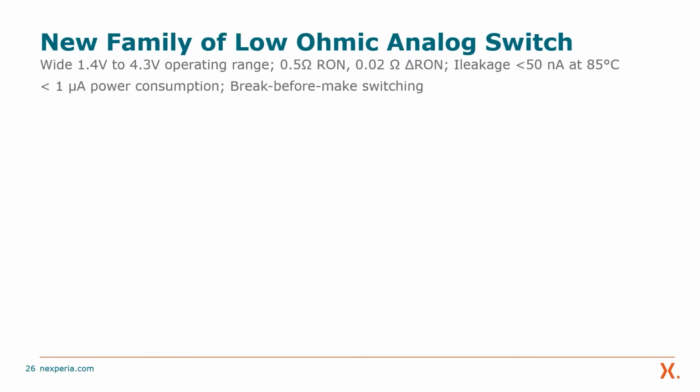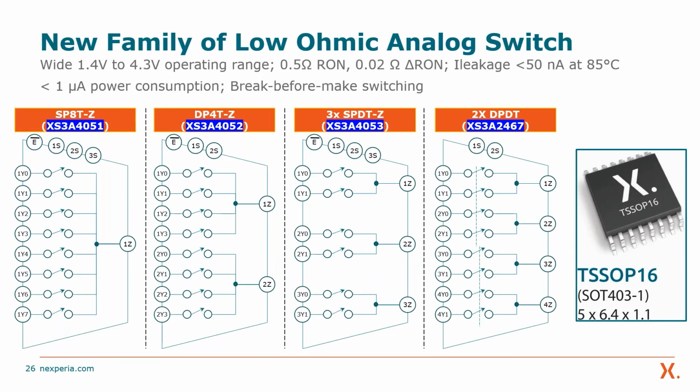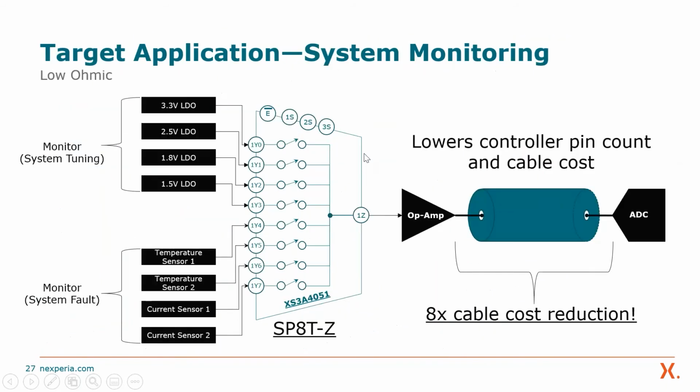Okay, the next one is in the I/O expansion. We have a full portfolio of analog switches in the 74 family and bus switches already available. Going forward, we are focusing on switches with more differentiated features, higher performance features, like in this case, low R-on, low leakage, low power consumption analog switches, and switches that are specifically tied to a given application. As you can see here, we have different configurations for this low ohmic analog switch, and these are in development. They'll be offered in a TSSOP 16 package.